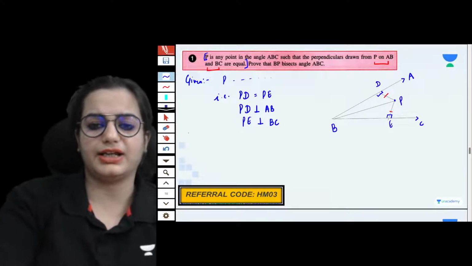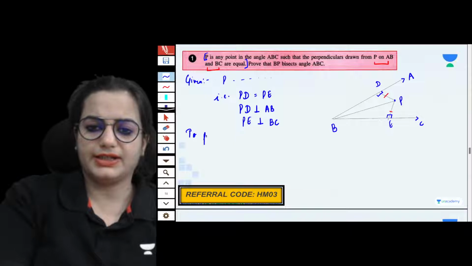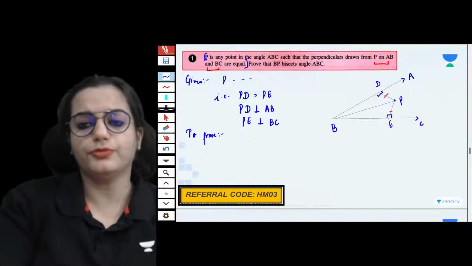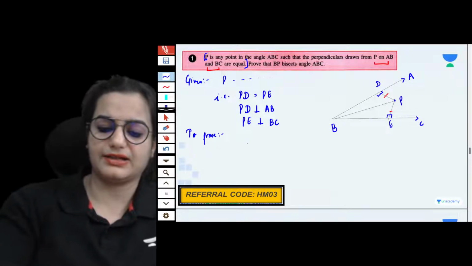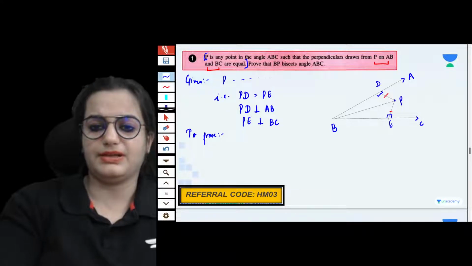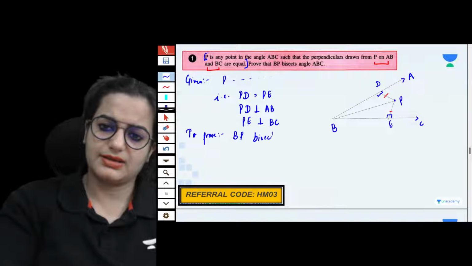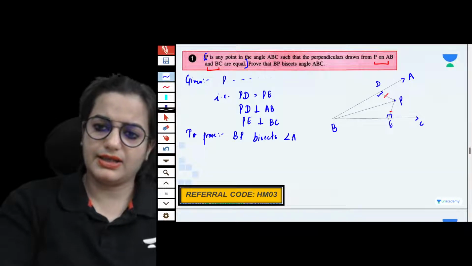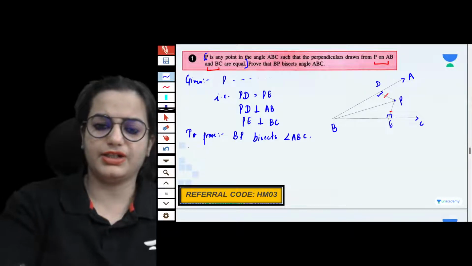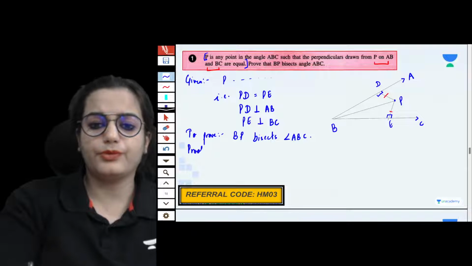नेक्स्ट में हमें क्या करना है, To prove. क्या लिखना है? To prove. To prove क्या होगा आपका? BP bisects किसको? Angle ABC को. तो BP bisects angle ABC. गॉट इट? Now here is the proof part.